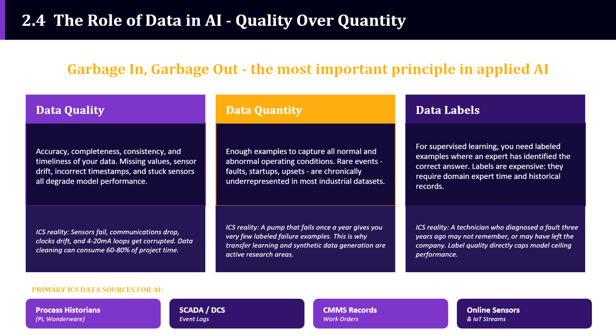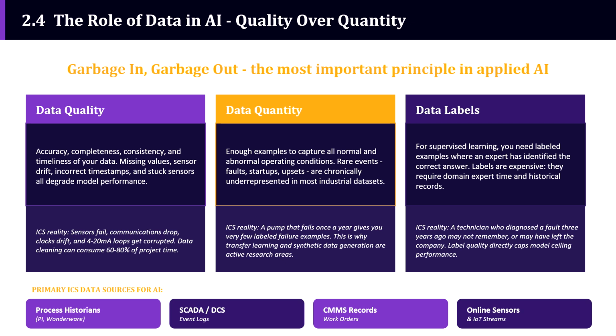Data quality is about whether your data accurately represents reality. In industrial control system environments, data quality problems are everywhere. Sensors that drift out of calibration, but keep reporting plausible-looking numbers. Communication interruptions that create gaps in time series records. Clocks that aren't synchronized across devices creating timestamp errors. And valves or instruments that stick and report the same value for hours. Each of these creates noise that can corrupt model training or cause models to learn the wrong patterns.